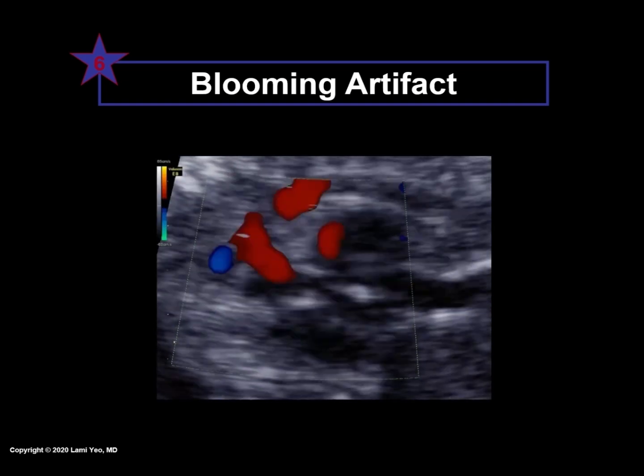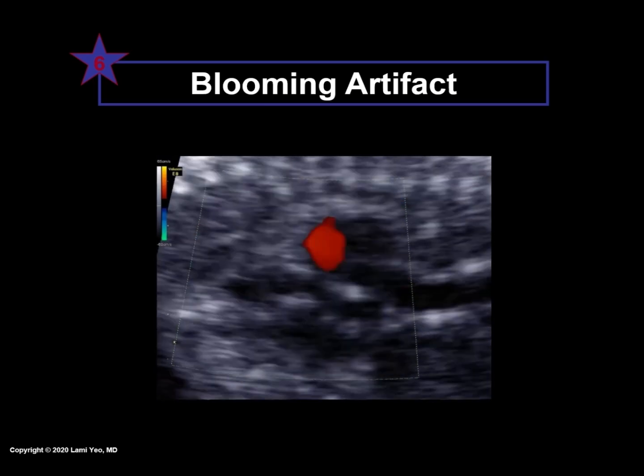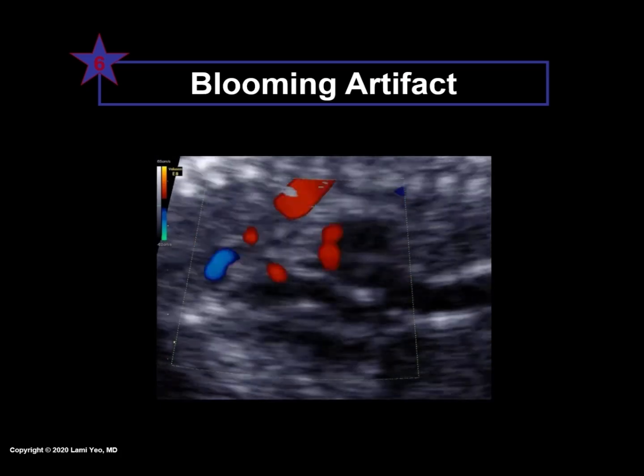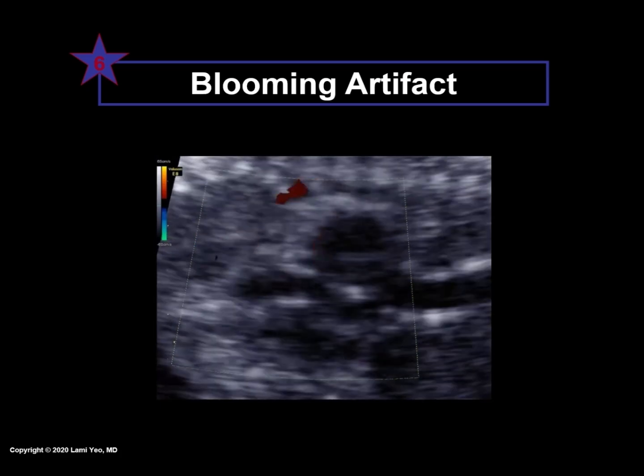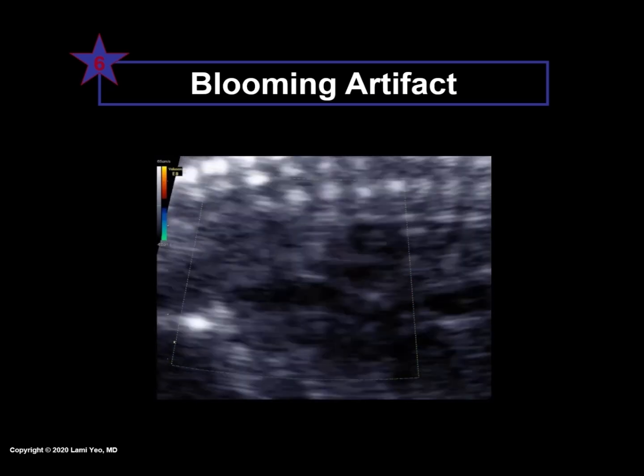Here is a different case of blooming. Notice that the PRF is appropriate at 65 centimeters per second, but the gain is too high, leading to color blooming of the aortic arch. This makes the arch appear larger than it truly is.